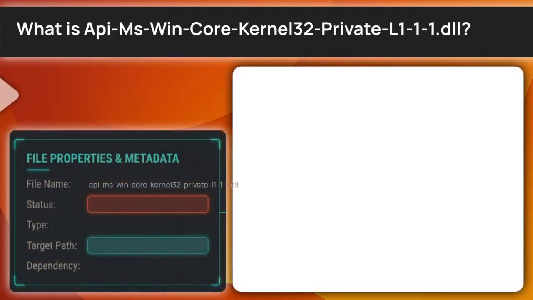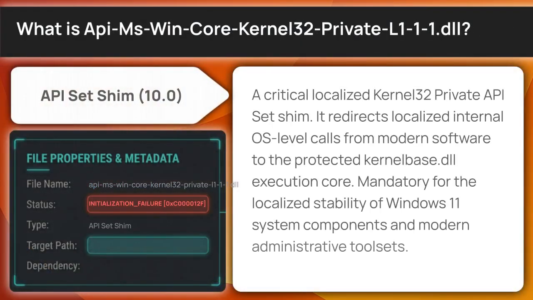This is the WinCore Kernel32 Private, a critical localized Kernel32 Private API Set Shim. It redirects localized internal OS level calls from modern software to the protected kernel-based DLL execution core, mandatory for the localized stability of Windows 11 system components and modern administrative toolsets.